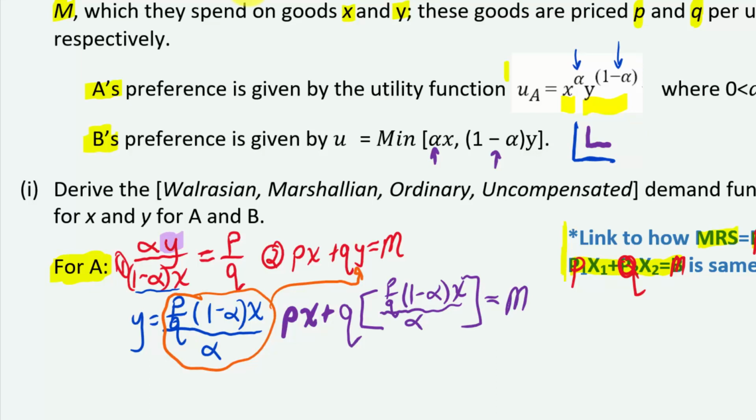And now what we want to do is go through and solve this expression for X. And that will give us a demand function for X as a function of the price of X, the price of the good Y, and the budget.